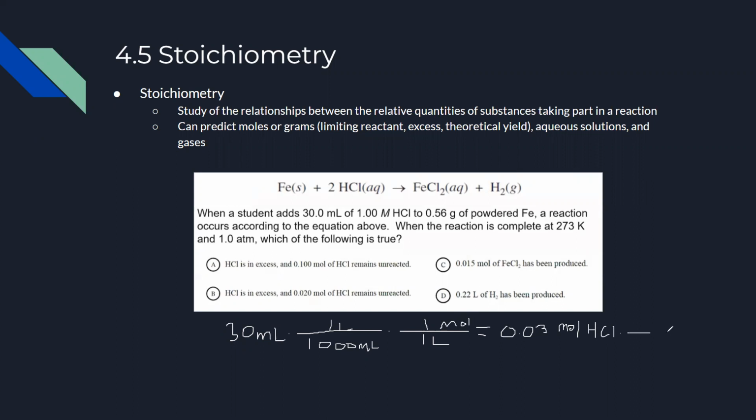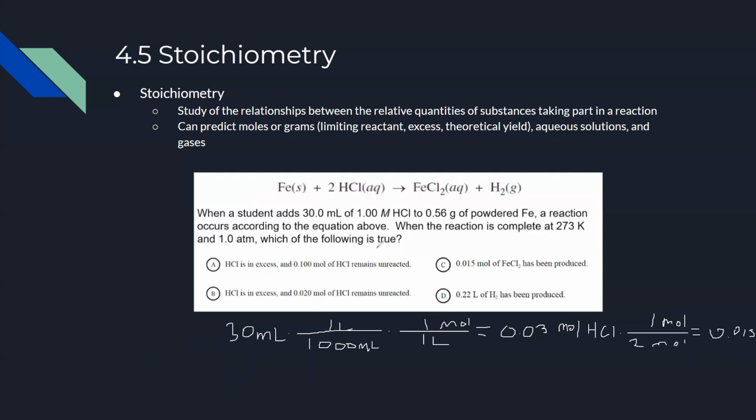And so with that, you have 2 moles of HCl for 1 mole of iron. So 0.03 divided by 2 is 0.015. Running out of space. So this is for HCl. So let's try for Fe.